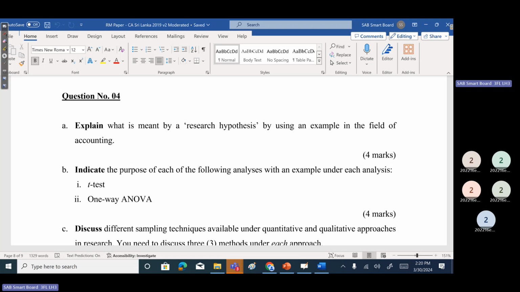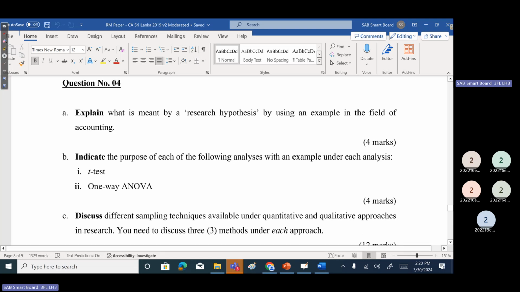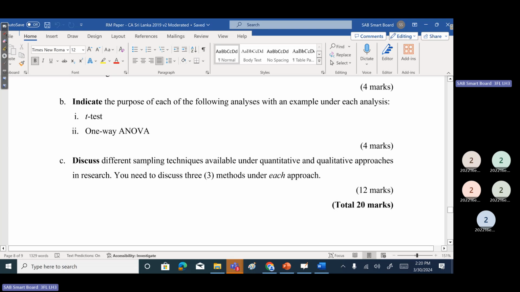Indicate the purpose of the following analysis and provide an example under each. T-test. What's a T-test? A T-test is a test that compares two groups on a certain characteristic. For an example, you can take large scale companies and small scale companies and see whether the CSR disclosure is different between those two categories of companies. Sustainability disclosure is different between large and small scale companies.